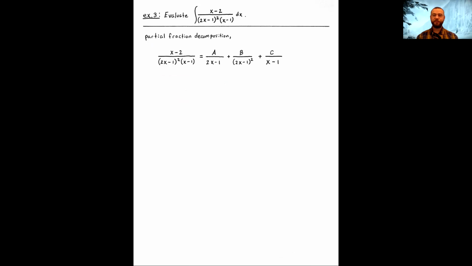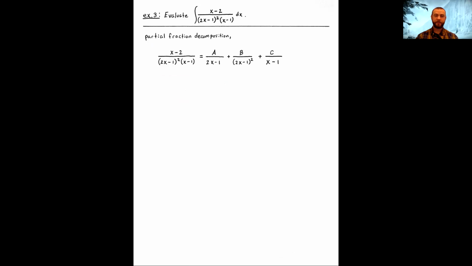We have factors 2x minus 1 and x minus 1. 2x minus 1 is repeated twice, so we get 2 partial fractions from that single repeated linear factor. All right, this one is not too bad. We have 3 unknowns to solve for, A, B, and C. Again, long dramatic pause in case you wanted to pause.